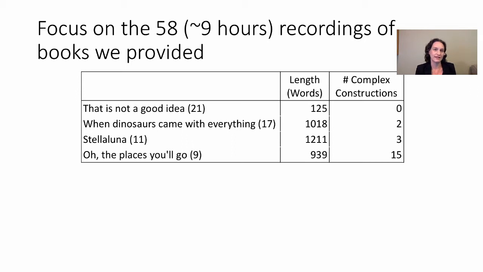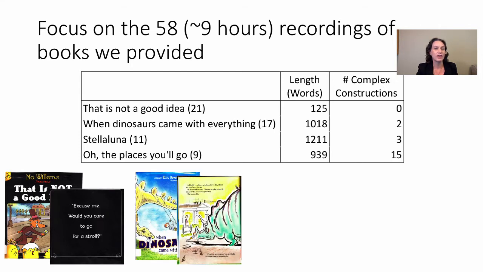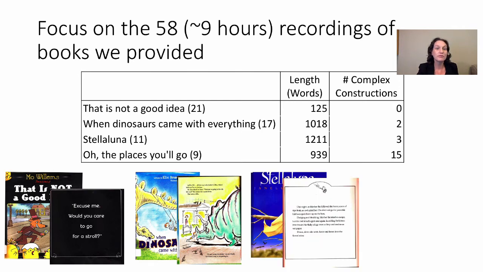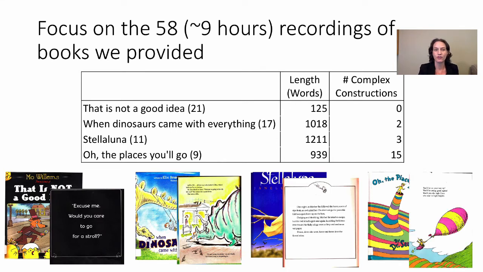And so just to give you a sense of what these books look like, this is Not a Good Idea. There were just pages with a very small amount of text and a lot of pictures interleaved. When Dinosaurs Came with Everything, this had larger chunks of text overlaid on pictures. Stellaluna, this was the longest book, a lot of long pages of text like this, interspersed with full-page pictures, and Oh, the Places You'll Go, kind of these larger or smaller chunks of text on the pictures. And so this is just to give you a sense of what the books looked like.